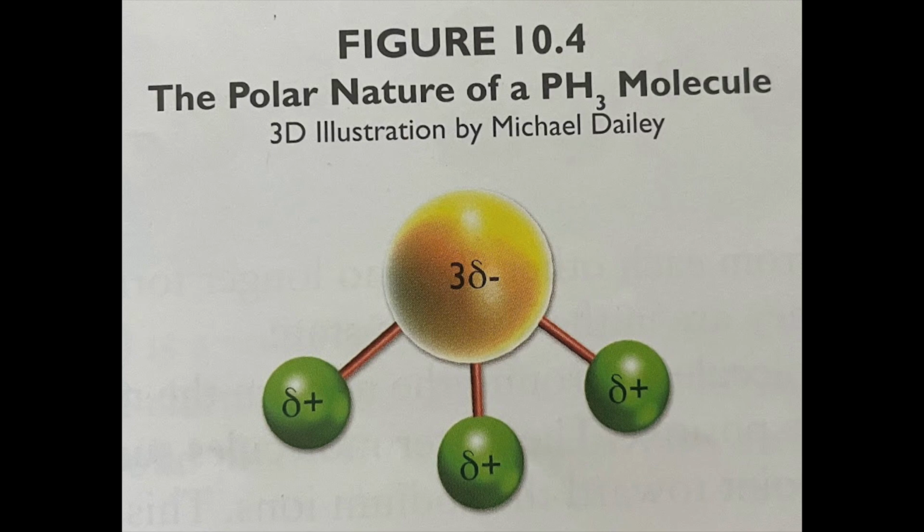So I'll put another picture up in this video to show you what it actually looks like. And this is going to be with a molecule of PH3. So this is phosphorus trihydride, and it's very polar. So the phosphorus is pulling the electron density, and so that means it's negative, and then the hydrogens are positive again.